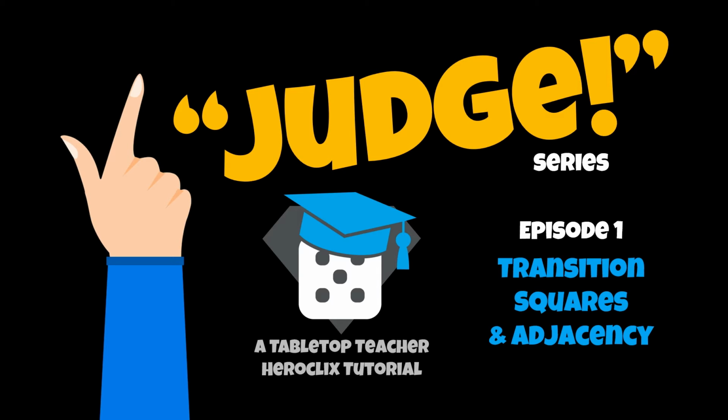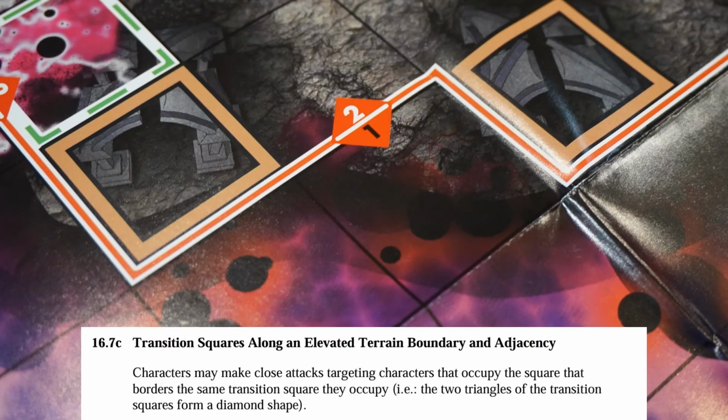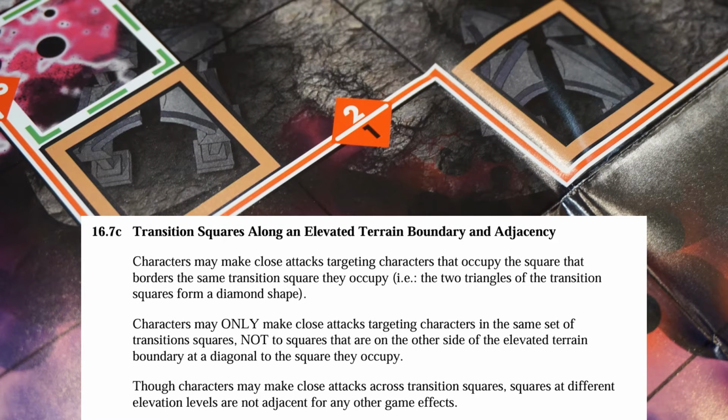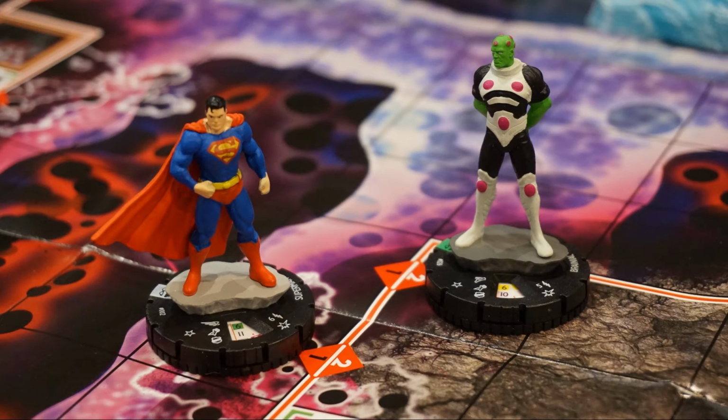In this video, we look at transition squares and adjacency. Can I use poison here? You might already know that a character can make a close attack against an opposing character on a different elevation, as long as both characters occupy bordering transition squares. Superman can make a close attack on Brainiac here because they both occupy the transition squares that lead from one elevation to the other. Superman could not make this close attack if he were here. Those two transition squares do not share a border.